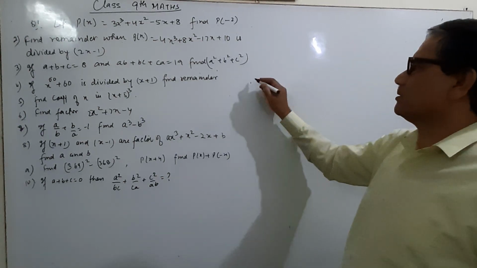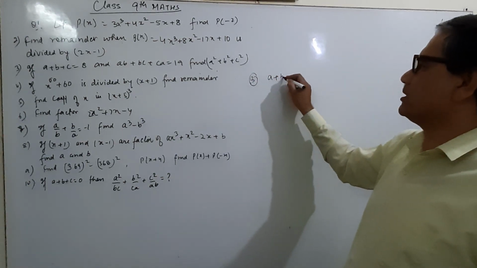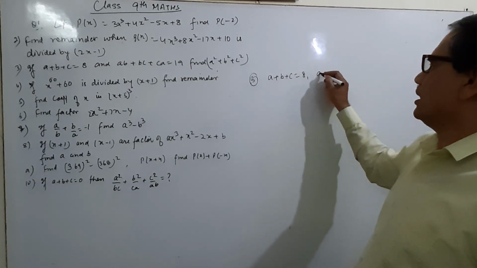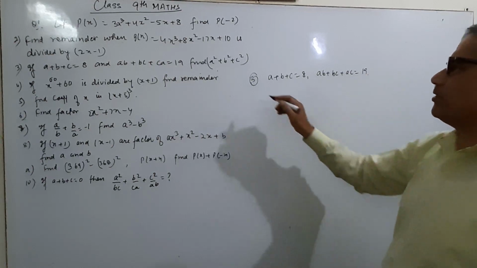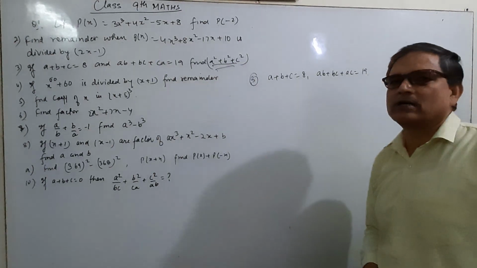abc is given. A plus B plus C is equal to 8. AB plus BC plus AC is equal to 19. What you have to find out? A square plus B square plus C square.